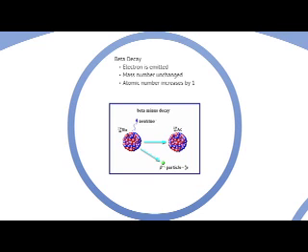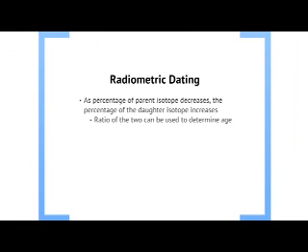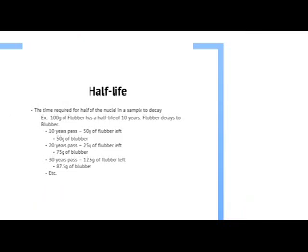Now some of these elements decay through a whole series until they get down to something stable, but we're not going to get into that really. We're just going to jump and talk about dating here a little bit. As the percent of parent isotope, that's the original isotope, decreases, the percentage of the daughter isotope increases. The ratio of those two is used to determine the age of a substance.